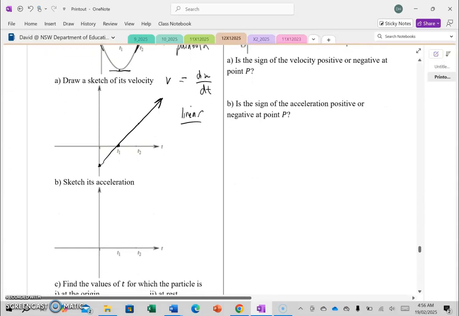Sketch its acceleration, remembering that acceleration is the time derivative of velocity, and the derivative of a linear is a constant. This should look something like, and that's a positive gradient. It should look something like, oops, let me draw, I'm trying to draw a horizontal line.